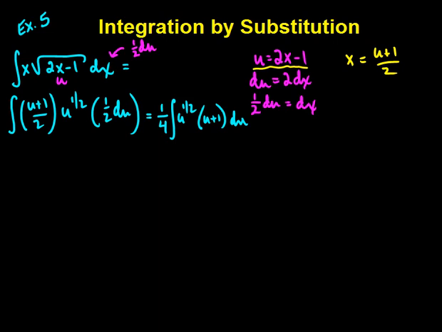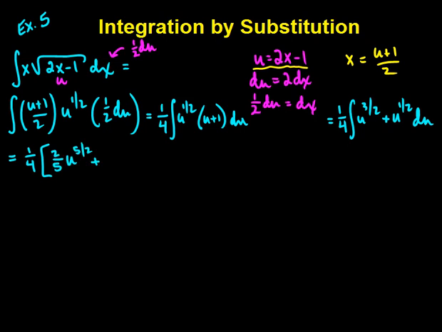And at this point, the easiest thing to do would be to distribute out the u to the 1/2, and we get 1/4 integral of u to the 3/2 plus u to the 1/2 du, which we can now begin to integrate. So we still have the 1/4 on the outside. Now we're going to get u to the 3/2 divided by 3/2, or 2/3 u to the 5/2, divided by 5/2, or 2/5 times u to the 5/2. Then u to the 1/2 will become u to the 3/2 divided by 3/2, or 2/3 u to the 3/2. And we have the plus c.